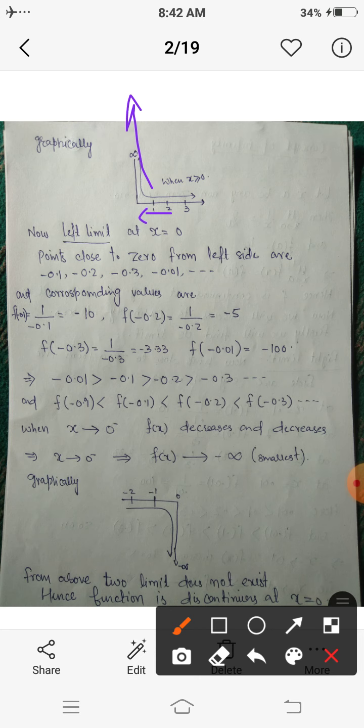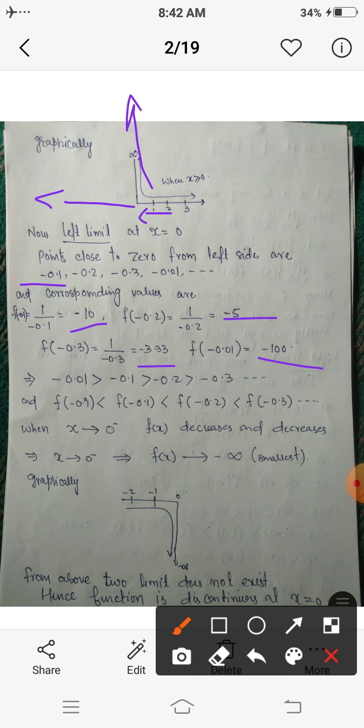Similarly, we can find the left limit. Left limit means to check the value of the function at the points which are closer to 0 from the left side. The points closer to 0 from the left side are -0.1, -0.2, -0.3, -0.01, and so on. And the value of the function at these points is -10, -5, -3.33, -100.